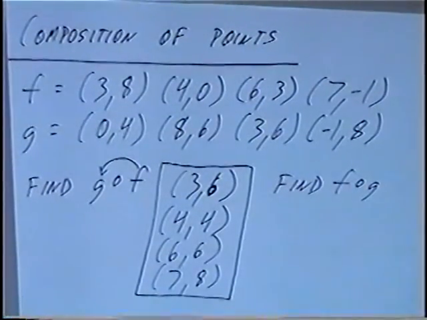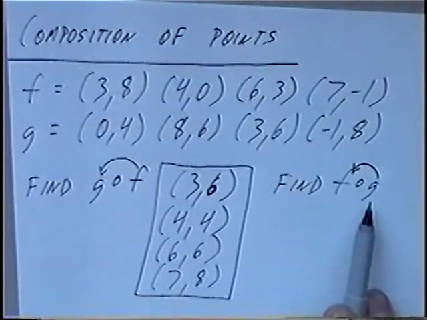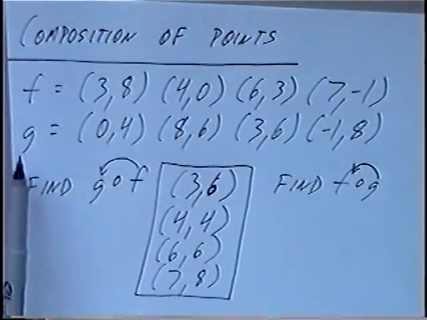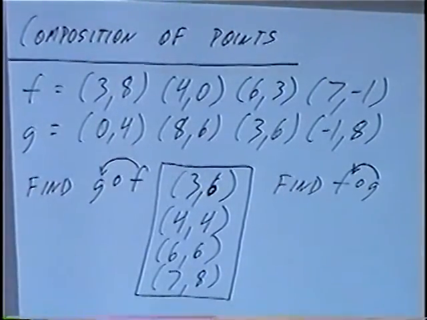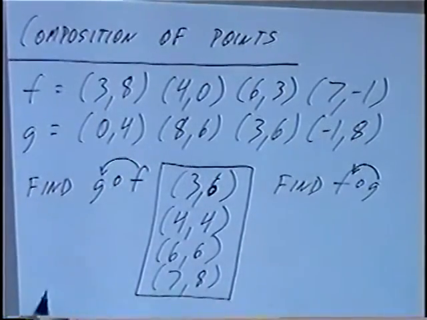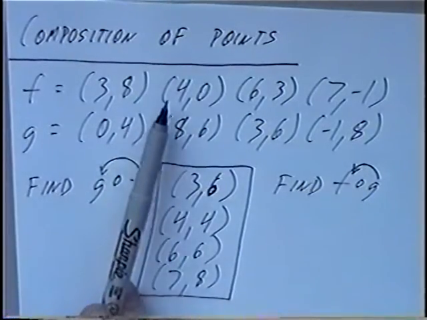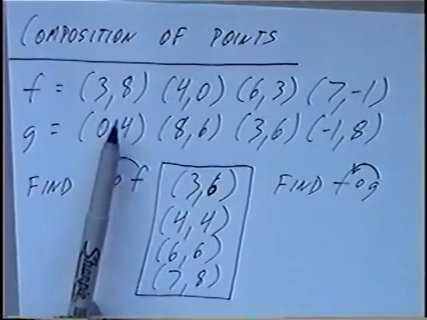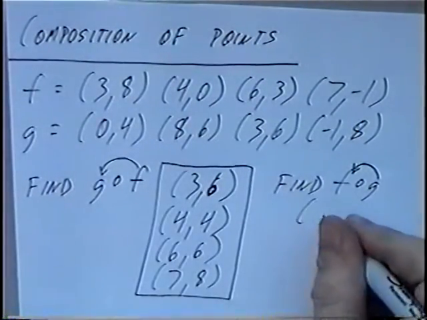Again, f composition of g means we'll start with g this time, since we go from right to left, and we'll match the g points up with the f points. So starting with the g values, the first point is 0 comma 4, and again we want to match the y value up with the x value in the f function, which matches up with the second point. The y value is 4 and the x value is 4, and then the answer will be the x comma y using the other two values, which would be 0 comma 0.